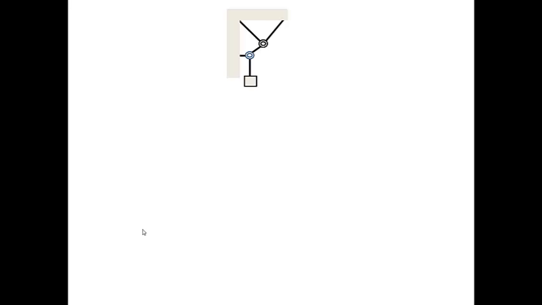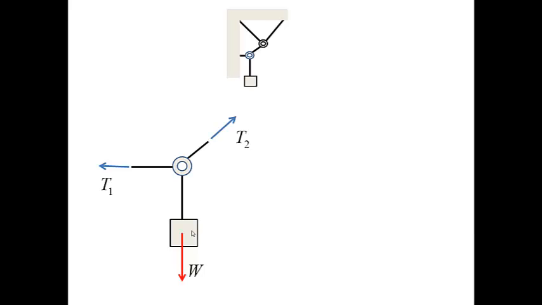We begin solving this problem by considering a sequence of free body diagrams. The first free body diagram involves the horizontal cable, the inclined cable, and the weight. We show the weight of the block and then tensions in the cables. T1 and T2 are acting along the cables.